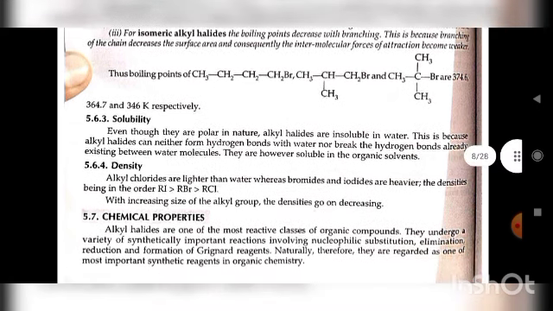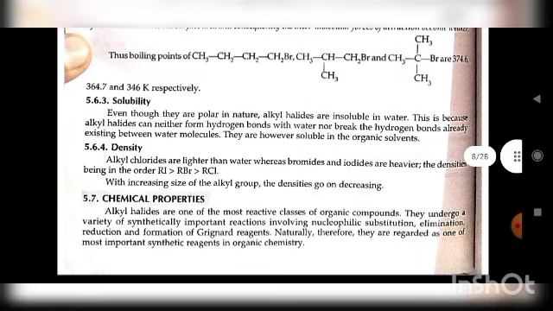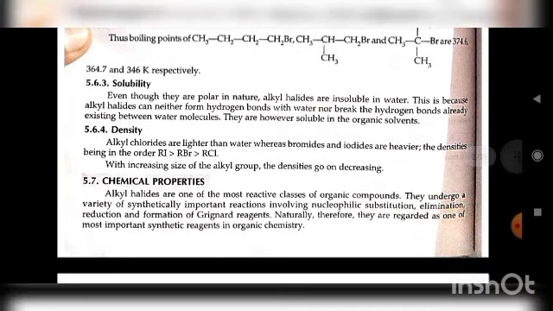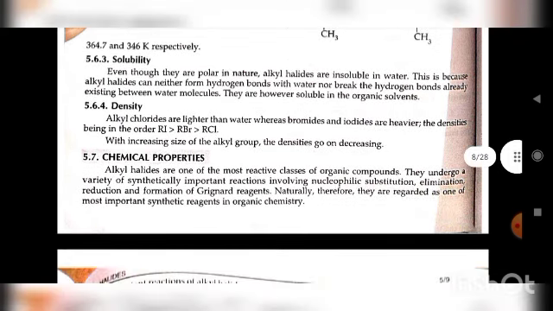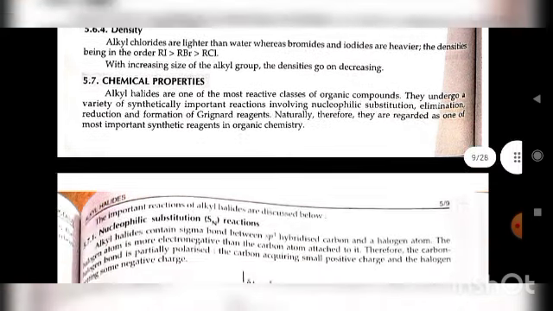Solubility. Even though they are polar in nature, alkyl halides are insoluble in water. This is because alkyl halides can neither form hydrogen bonds with water nor break the hydrogen bonds already existing between water molecules. They are, however, soluble in organic solvents. Density. Alkyl chlorides are lighter than water, whereas bromides and iodides are heavier, the densities being in the order RI > RBr > RCl. With increasing size of the alkyl group, the density goes on decreasing.